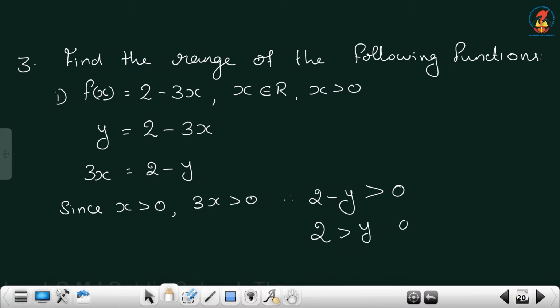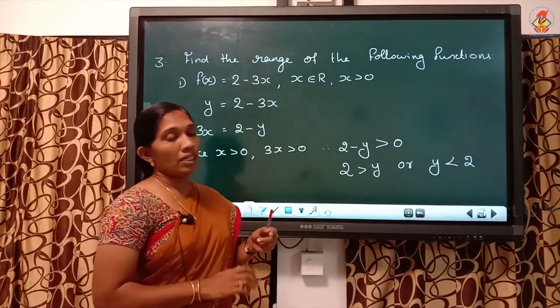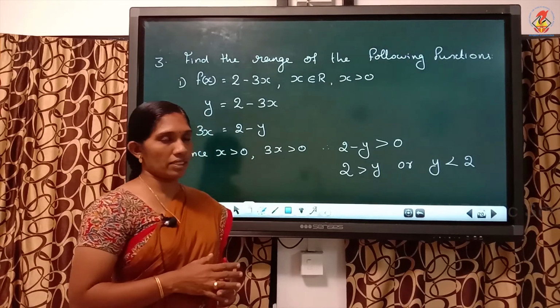Or we can write 2 is greater than y, which means y is less than 2. The y value is known as the range. So y values are less than 2. Less than 2 means minus, when we write it as an interval. These are real functions. Domain and range are a set of real numbers or a subset of that.